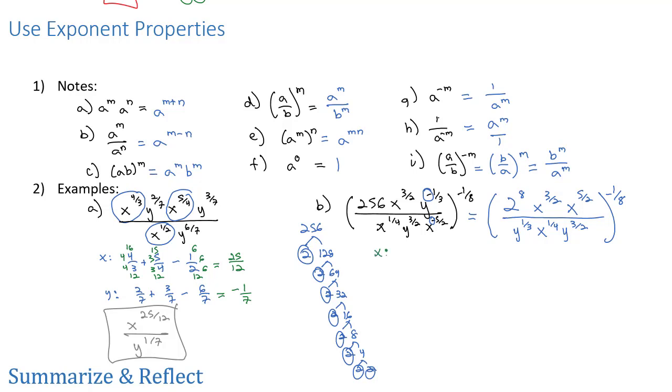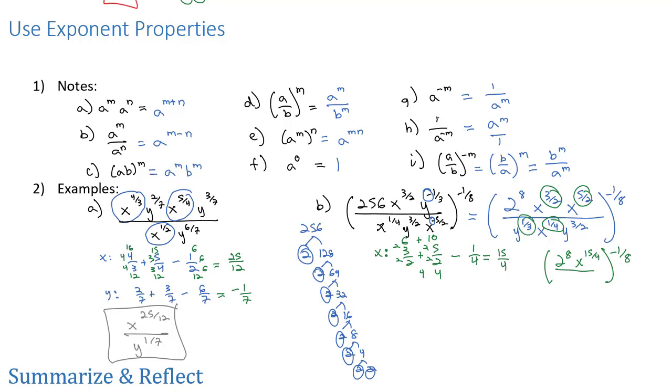With the x's then, just doing the math, we're going to add the exponents in the numerator. So we've got 3/2 plus 5/2. And then we'll subtract the exponent from the denominator of 1/4. Well, we need a common denominator, so I'm going to multiply the first fractions by 2. That's going to give us denominators of 4. So we've got 6 plus 10 minus 1. That's going to equal 6 plus 10 is 16 minus 1 is 15 over 4. So now I've got 2 to the 8th, x to the 15/4 over, all this is to the negative 1/8 power.